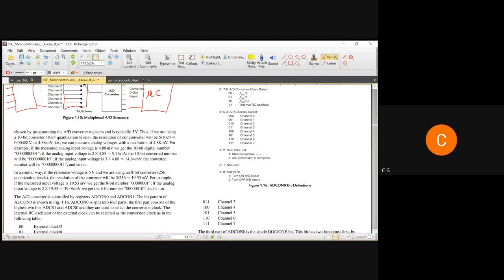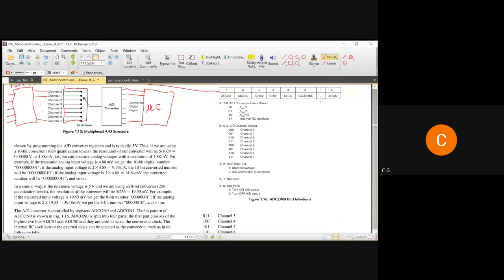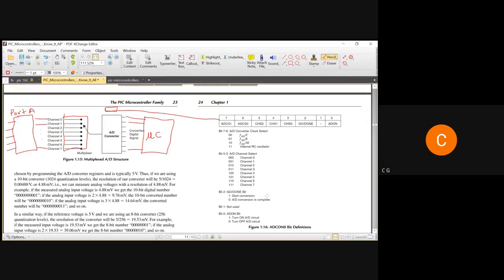Then there is a GO/DONE bit. One starts the conversion, and zero means the A to D conversion is complete. This bit will continuously set and reset, and the CPU will monitor all these operations. One bit is not in use, and this last one is the control for enabling or disabling the A to D converter. So this is the kind of operation which is there. Now I will show you the A to D converter right now.